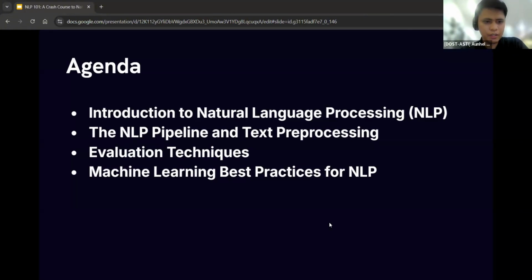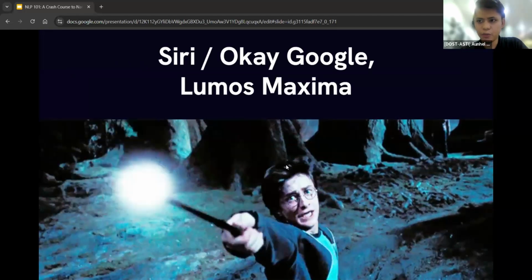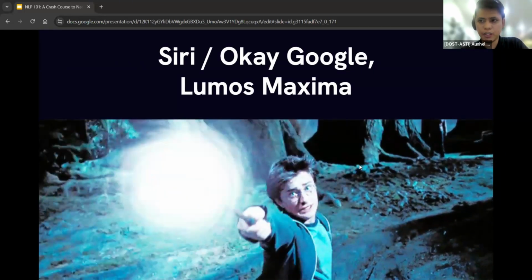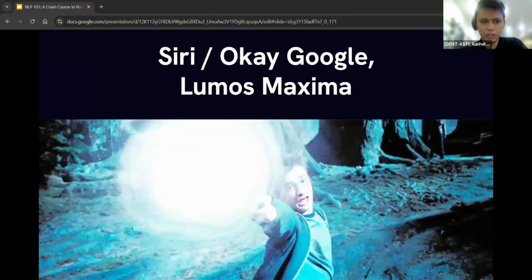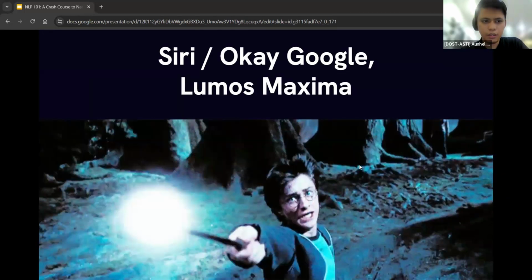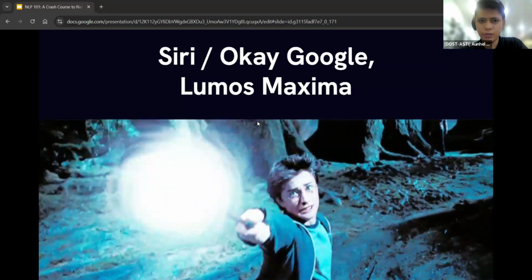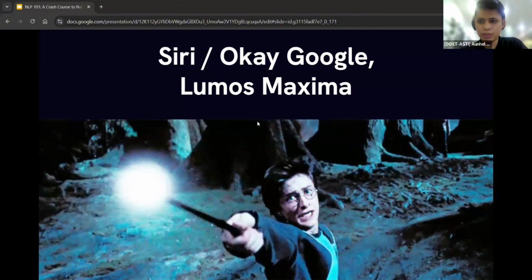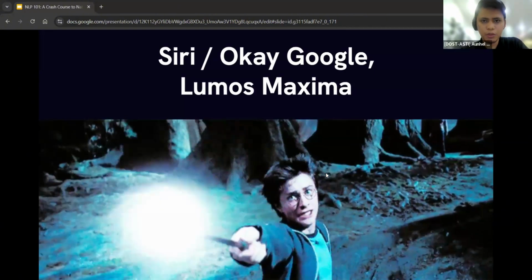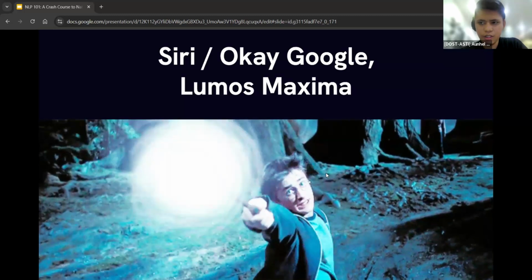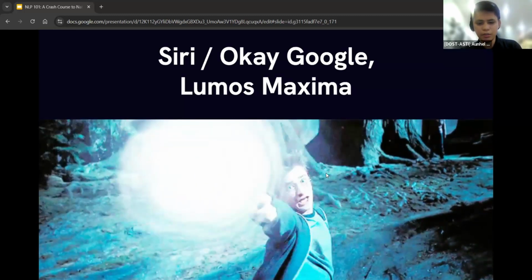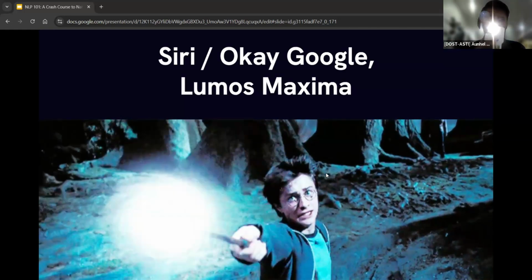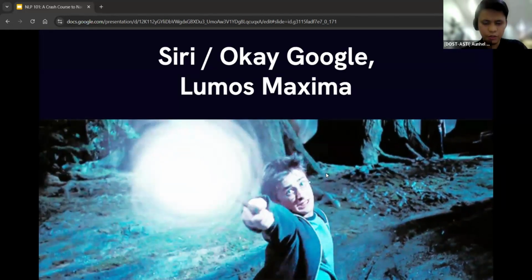So let's start. Just in case you have your phones with you, if you're using Android, you can say, okay Google, Lumos Maxima. And for iOS users, you can say, Siri, Lumos Maxima. What this would do is turn on the torch on your phones.